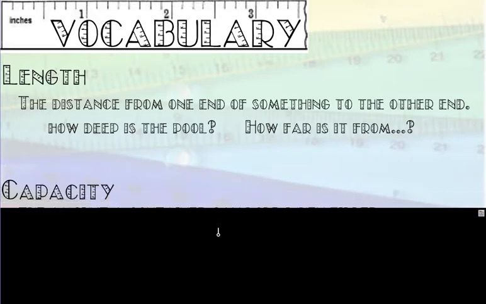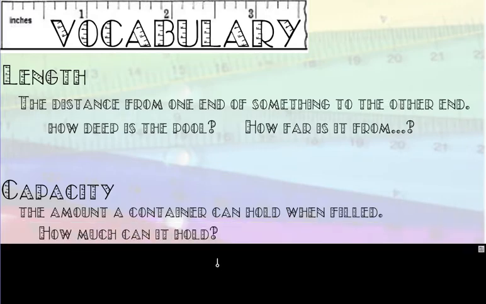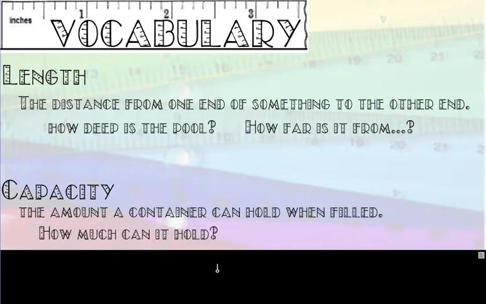Capacity. So we hear this word often, but we need to know what it means in order to know what we're measuring. So capacity is the amount a container can hold when filled. So on the bus you see capacity 64. That means the bus, the container that is the bus, can hold 64 students when it is full. We're talking about capacity in terms of pretty much liquid measurements here. So when we talk about capacity, we're asking how much can it hold?